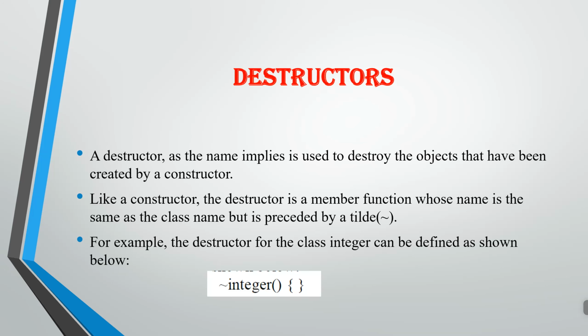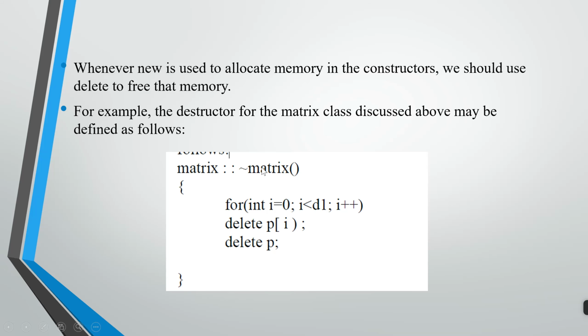Now let us look into the concept of destructors. So what do you mean by destructors? A destructor, as the name says, is used to destroy the object. Very simple. A constructor is used to initialize an object. A destructor is used to destroy the object. Now, how are you going to define a destructor? We can define a destructor by means of a tilde character before the constructor name. That's all. See, take this example, matrix, tilde matrix. This is how we define the destructor here.